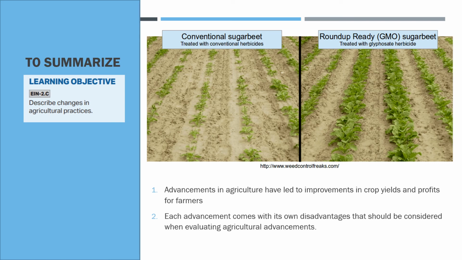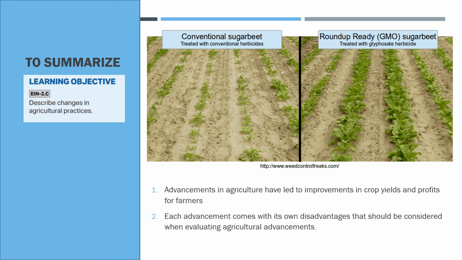So to summarize, our goal was to describe changes in agricultural practices, and we've learned today that there are advancements in agricultural practices which have led to improvements in crop yields and improvements in profits for farmers. However, each advancement came with its own disadvantages that should be considered if you're evaluating the use of these agricultural advancements. And up here is a good picture of another GMO product, which is Roundup Ready sugar beets.